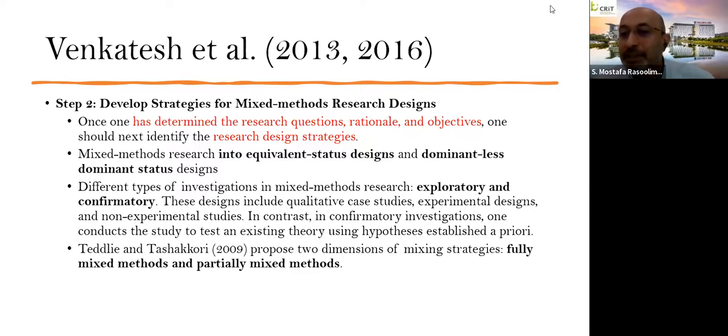So what is this? We partially mix quantitative and qualitative, not fully. Right? So this is an example of partially mixed method. So for the design of mixed method, after purpose, we need to understand the purpose. Then we need to understand how this mixing happens. It's fully or partially. It's dominant or equivalent.